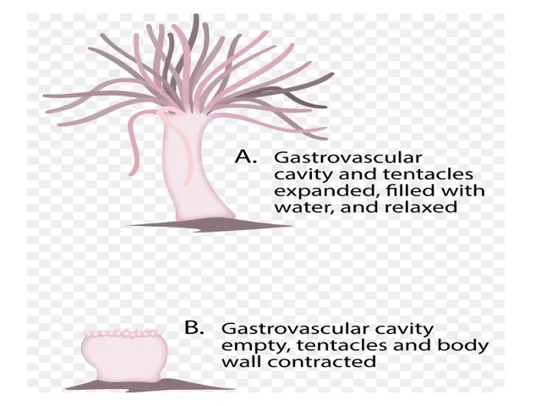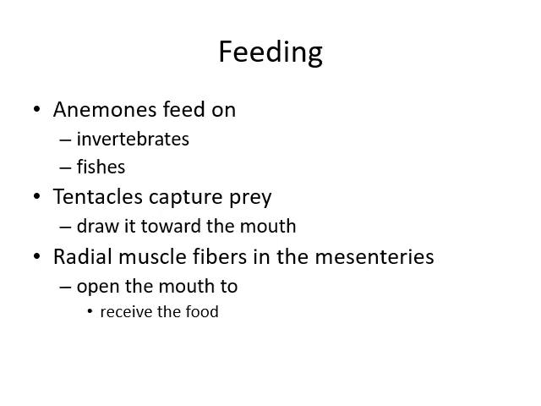Here you can see the gastrovascular cavity and tentacles expanded, filled with water and relaxed. Then B, gastrovascular cavity empty and tentacles and body wall contracted. It means that when longitudinal muscles contract, the body will collapse. When circular muscles contract, the body will attain its upright posture. Feeding. The sea anemone feeds on invertebrates and fishes; tentacles capture prey and draw it toward the mouth. The radial muscle fibers in the mesenteries open the mouth to receive the food.